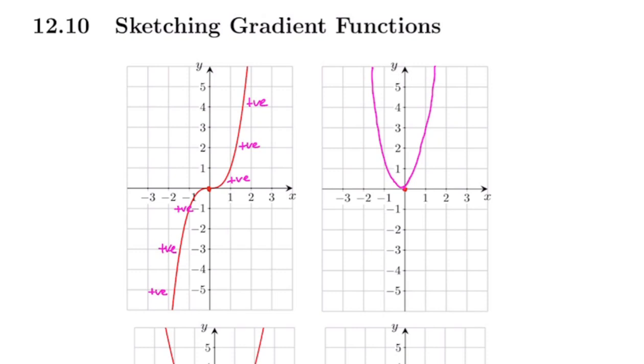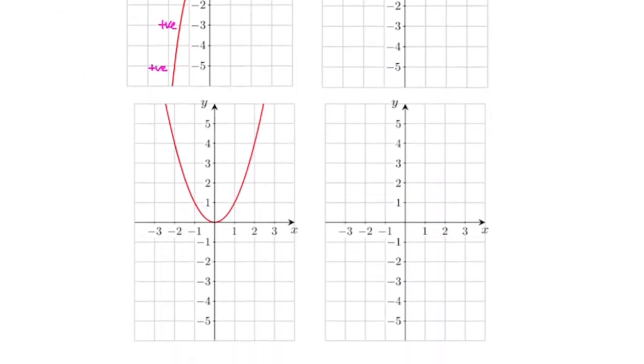Okay, now what you can see, if this graph on this side is cubic, this graph is quadratic, and that ties in, because remember, when you differentiate a cubic, you get a quadratic. Let's look at the next one.